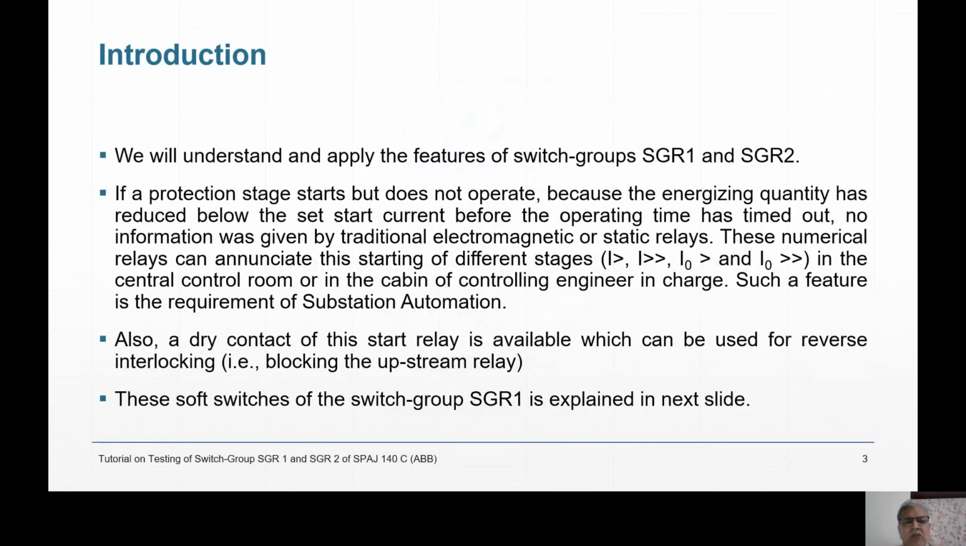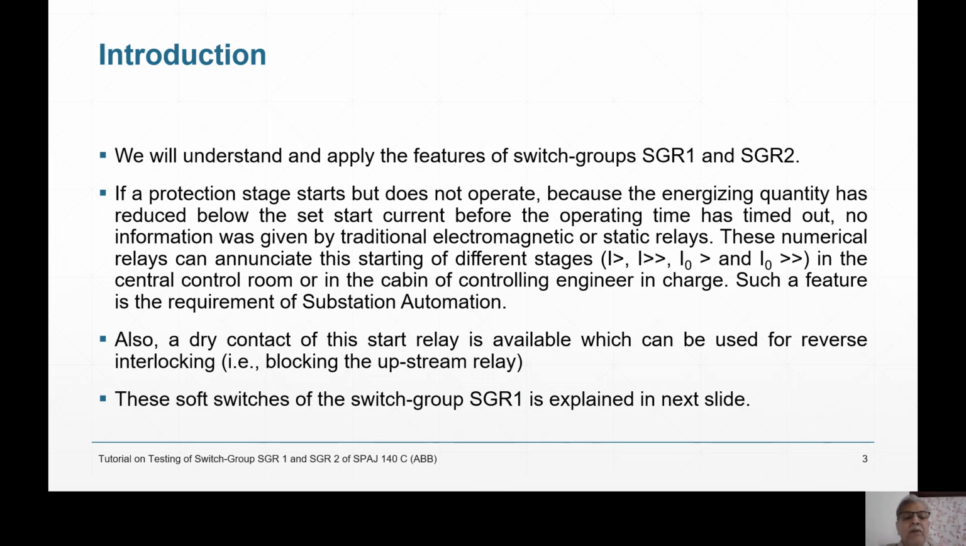Yes, you see, we have seen that the protection stage starts when the current exceeds the preset setting. Say for I greater than, if I set the current at 1 ampere, if current crosses 1 ampere, the relay starts and it is going to operate after a certain time. Now that start signal is available. So that start signal can be used for reverse interlocking, as we have seen. That means you can block the upstream relay.